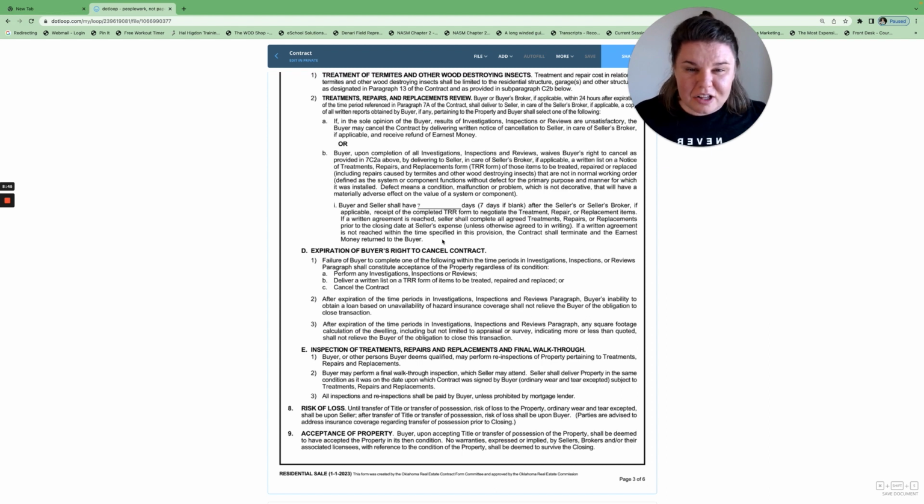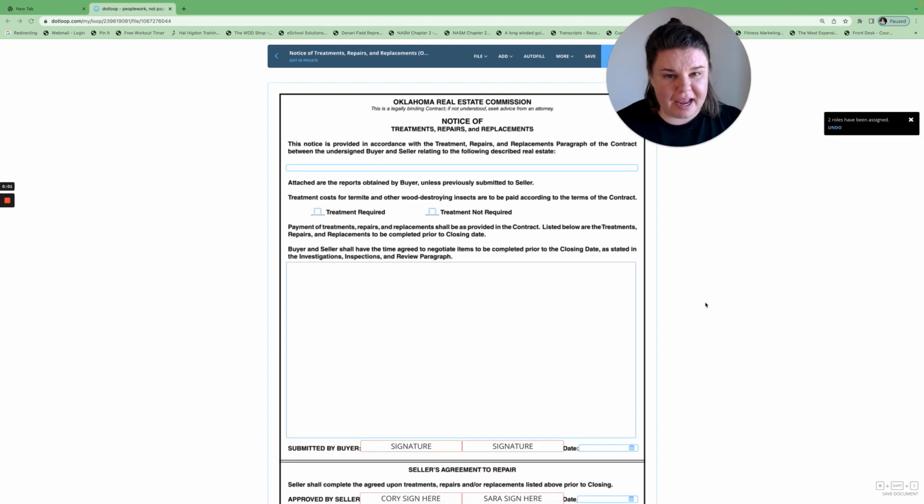Okay, so let's take a look at what the TRR form looks like. So this is a TRR page. This is what it looks like. It's basically a blank piece of paper. So at the top goes the address. This notice is provided in accordance, the blah, blah, blah. Yes, we understand. So it's referring back to the contract. Attached are the reports obtained by the buyer. I tend to send my reports a little bit earlier than this, but a lot of people send them at the same time as they send this TRR form.